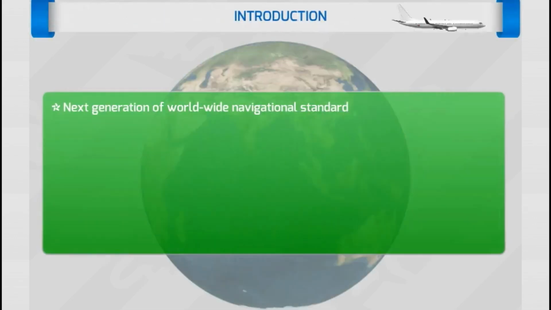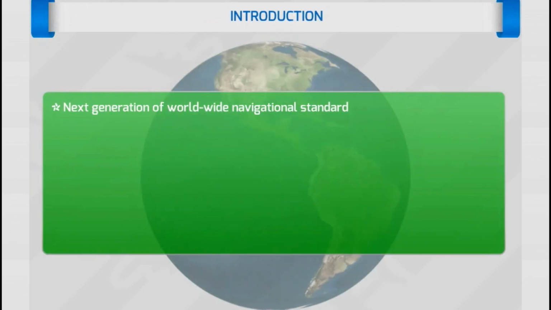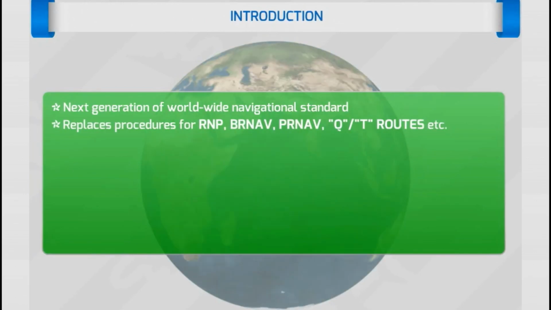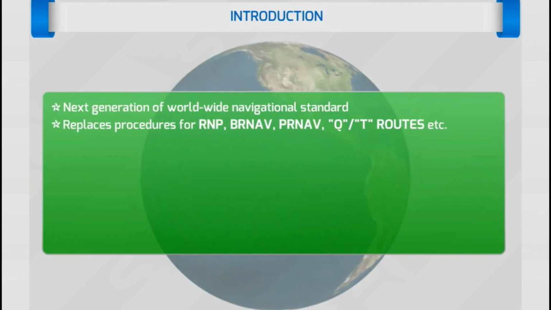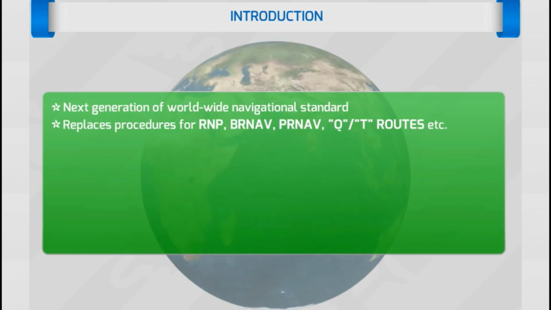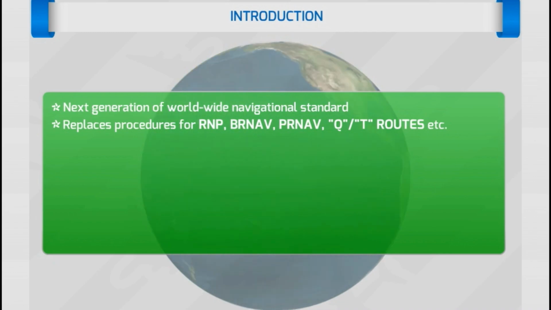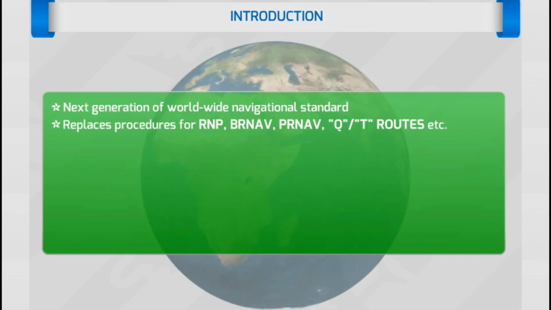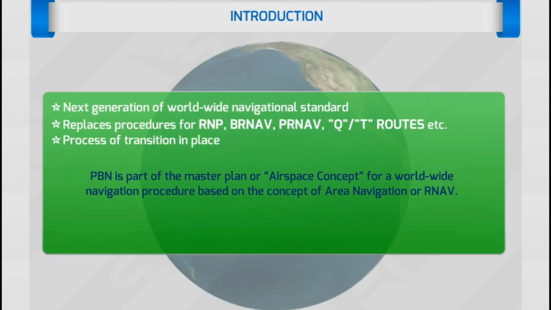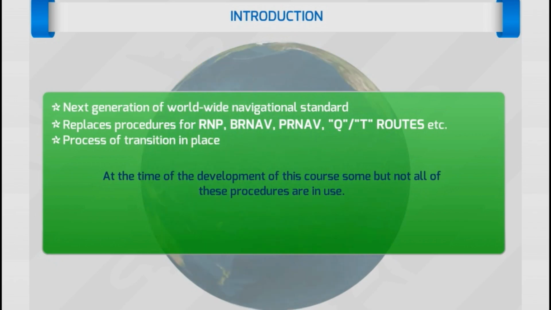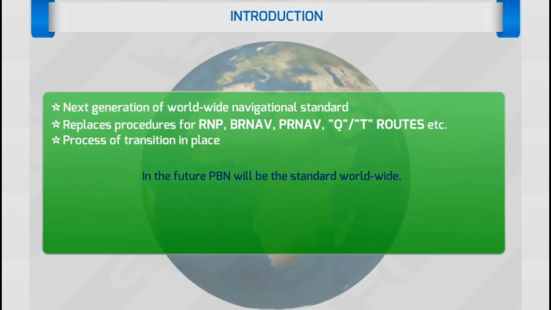PBN is the next generation of worldwide navigational standardization and replaces procedures for required navigational performance, RNP, basic area navigation, BRNAV, and precision area navigation, PRNAV. PBN is part of the master plan or airspace concept for a worldwide navigation procedure based on the concept of area navigation, or RNAV. At the time of the development of this course, some, but not all of these procedures are in use. In the future, PBN will be the standard worldwide.